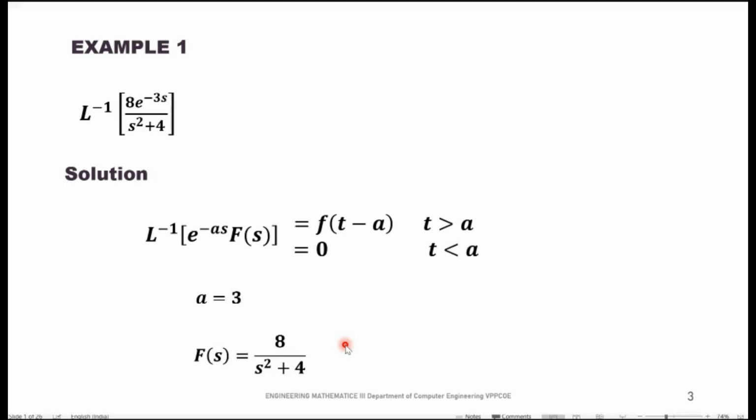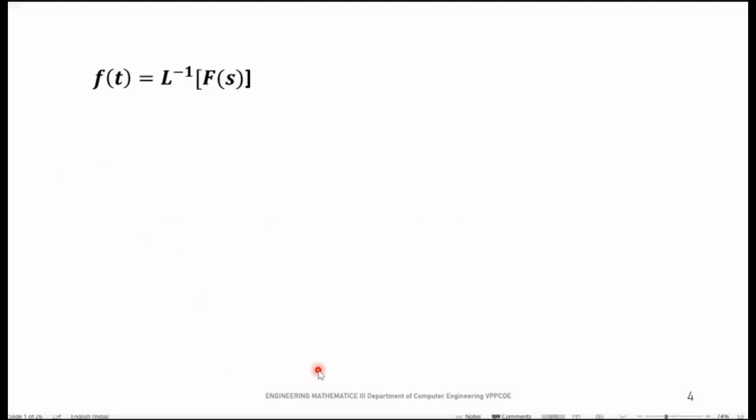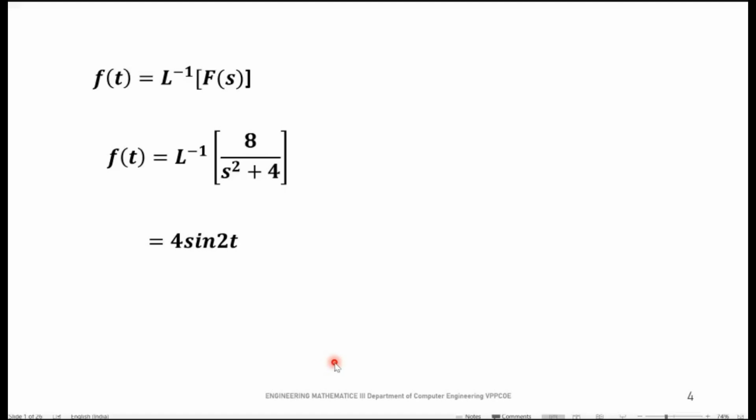If it was 2 upon s square plus 4, I could write it as sine 2t. So we are having 8 in the numerator. So take 4 outside and write 2 upon s square plus 4. So I will get it as 4 sine 2t. L inverse of f of s is equal to 4 sine 2t. This is f of t.